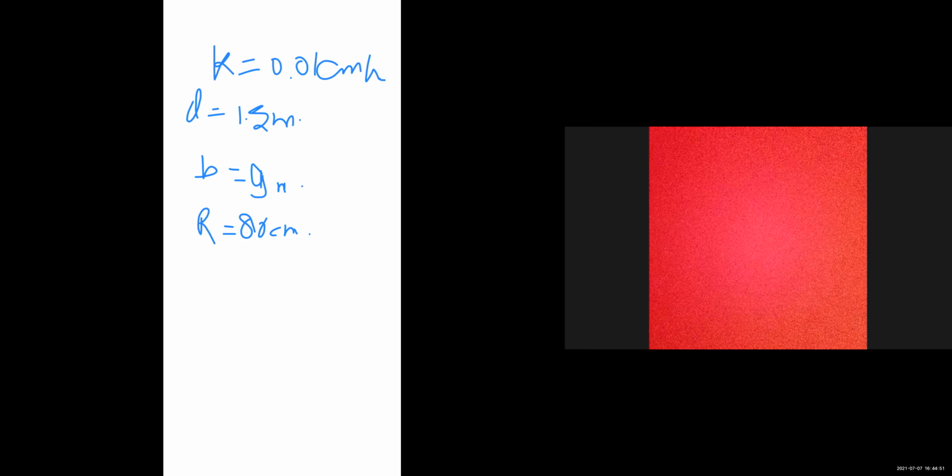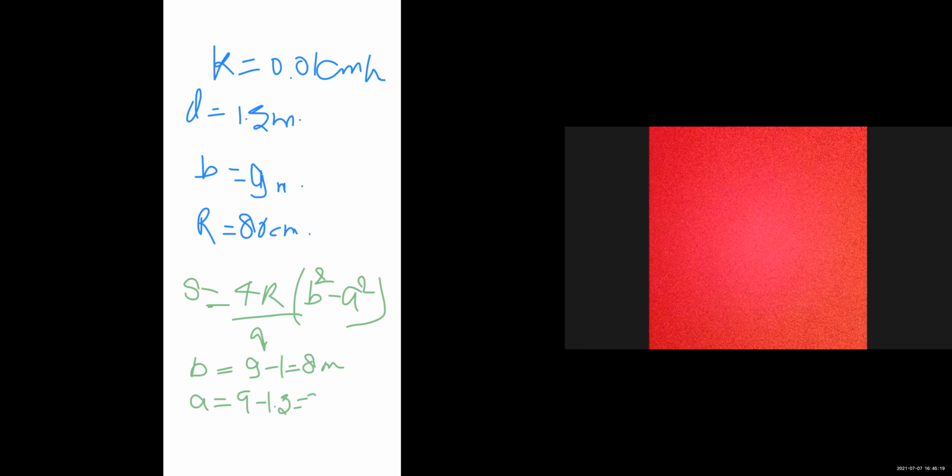So what is the formula of S? S equal to 4K by Q into B square minus A square. So B is given 9 meter, so 9 minus 1, that is 8 meter. And also A can be calculated, 9 minus 1.5, that is 7.5 meter.